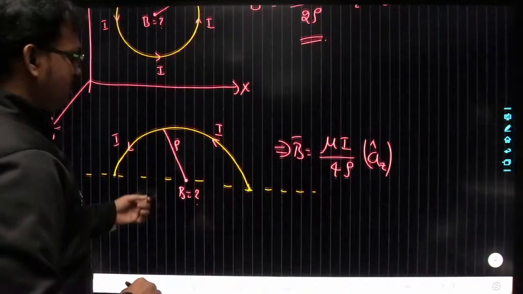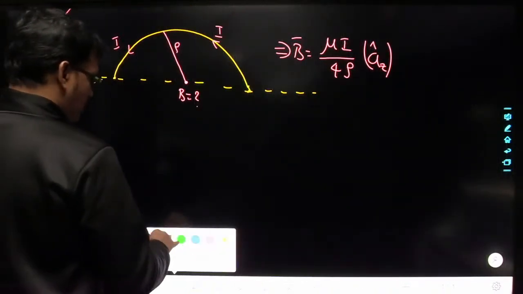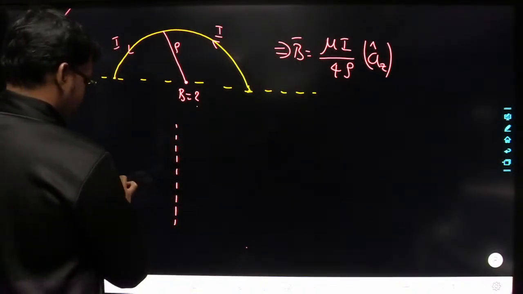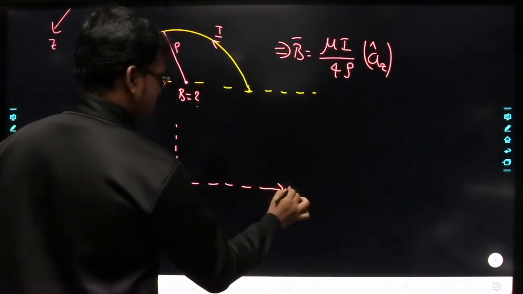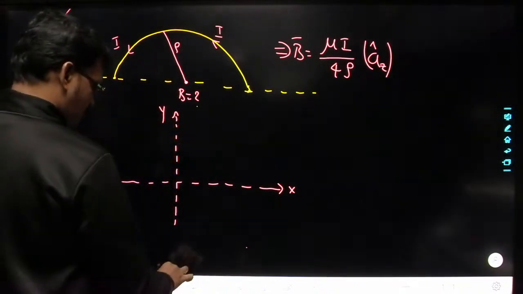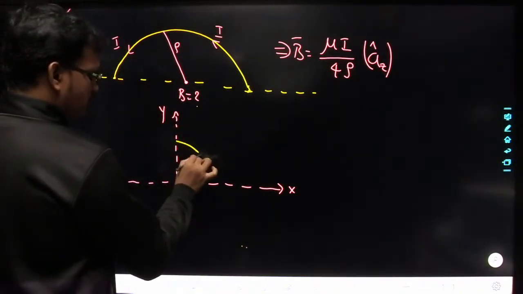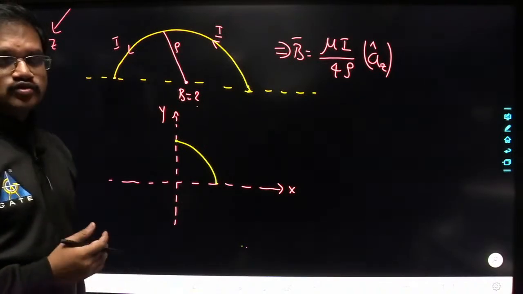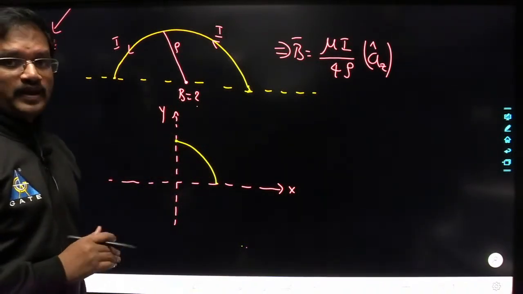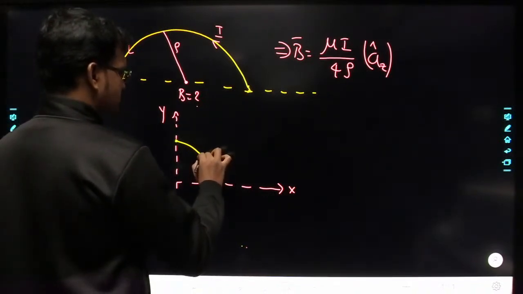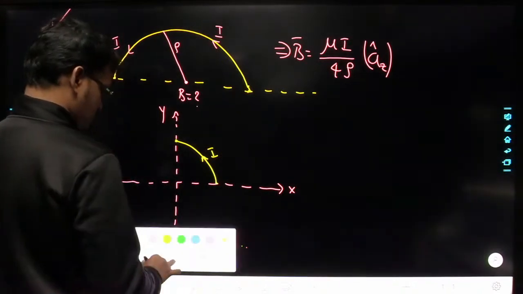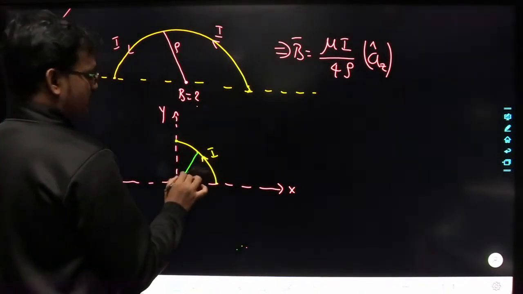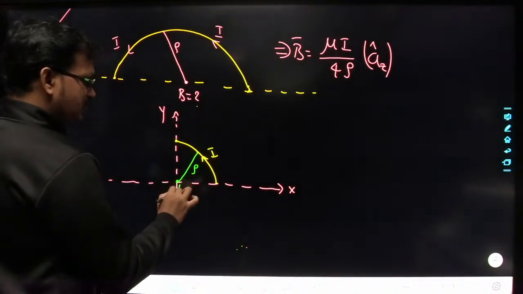Next, similarly, if I consider only a quarter part of the circle, let us say this is the x-axis and this is the y-axis. Now I am considering only a quarter part of the circle. That means phi is going to vary from 0 to pi by 2. Understood? Here let us consider the current is flowing in anti-clockwise direction. At the center, let us say the radius of this one is rho.